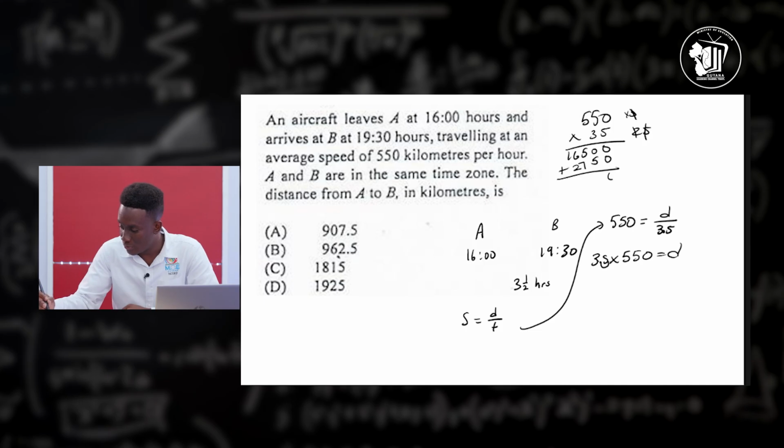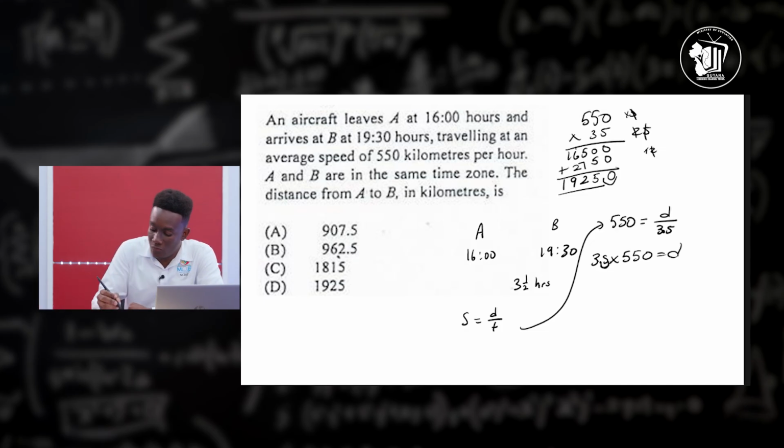0 plus 0 is 0. 5 plus 0 is 5. 7 plus 5 is 12, so I bring in the 2 here and I bring in a 1 at the top. So 6 and 1 is 7. 7 plus 2 is 9. And I bring down the 1. Of course, I brought out the decimal point here, so I have to bring it back in. So the distance is 1,925, which is D.